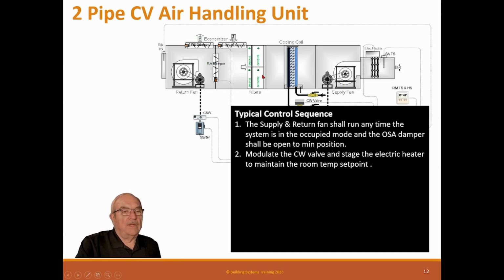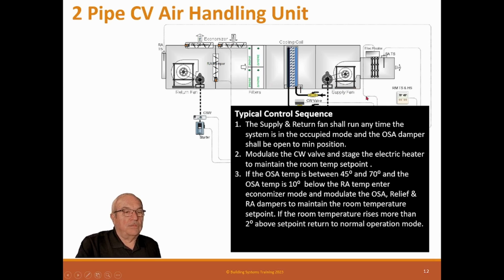Modulate the chilled water valve and stage the electric heater to maintain room temperature. If the outside air temperature, okay, here's the economizer. If the outside air temperature is between 45 and 70, and the outside temperature is 10 degrees below the return air temperature, enter economizer mode and modulate the outside air, relief and return air dampers to maintain the room temperature set point. If the room temperature rises more than 2 degrees above set point, return to normal mode. So we're going to use this economizer to cool the room during those conditions.